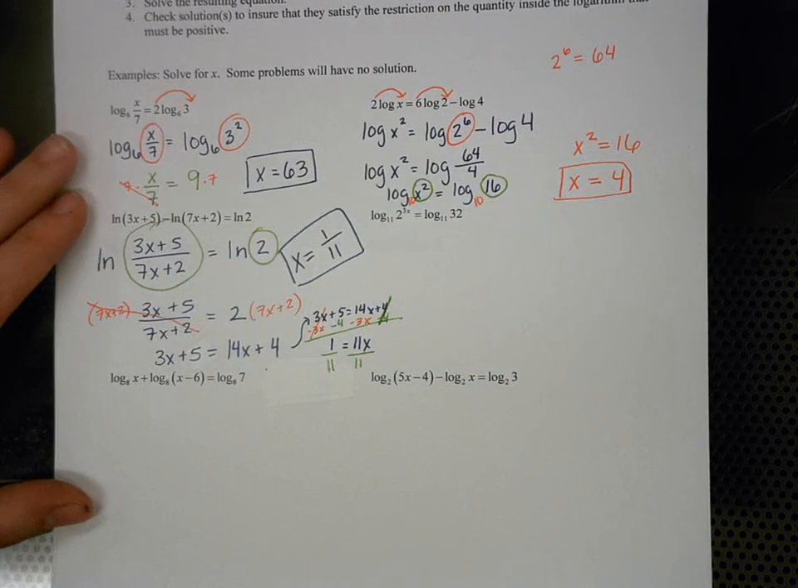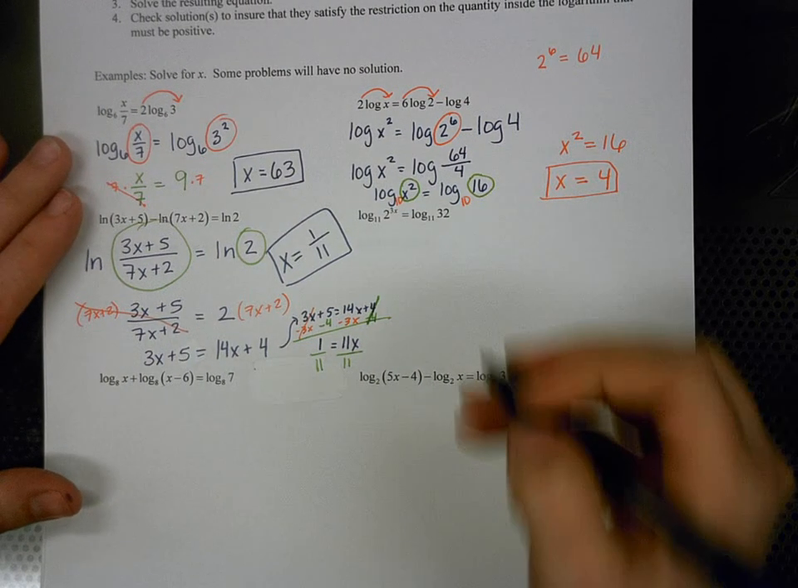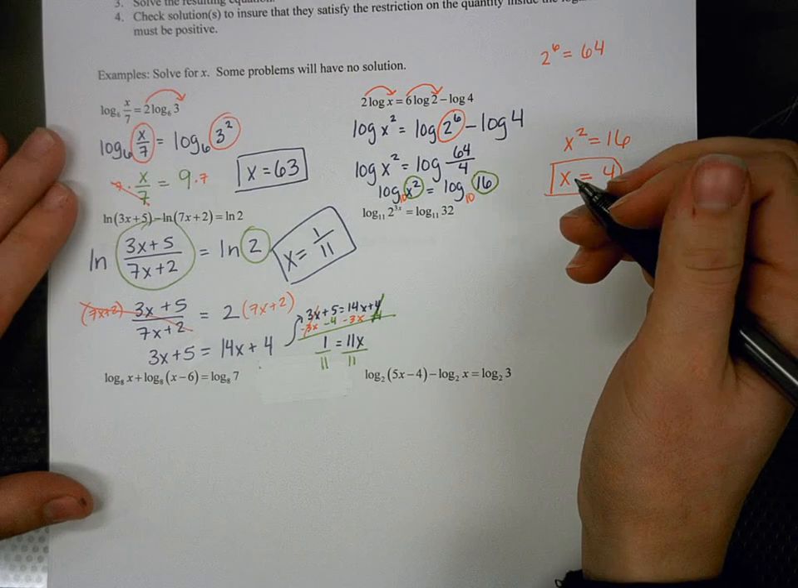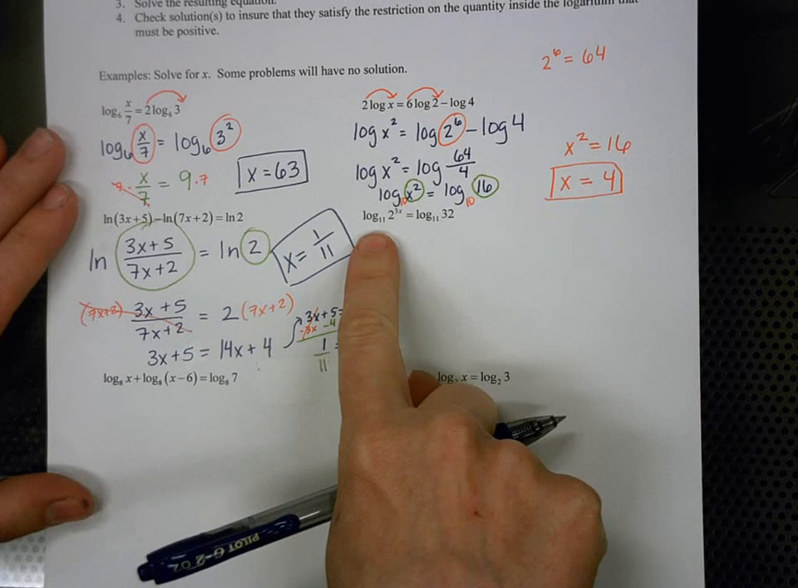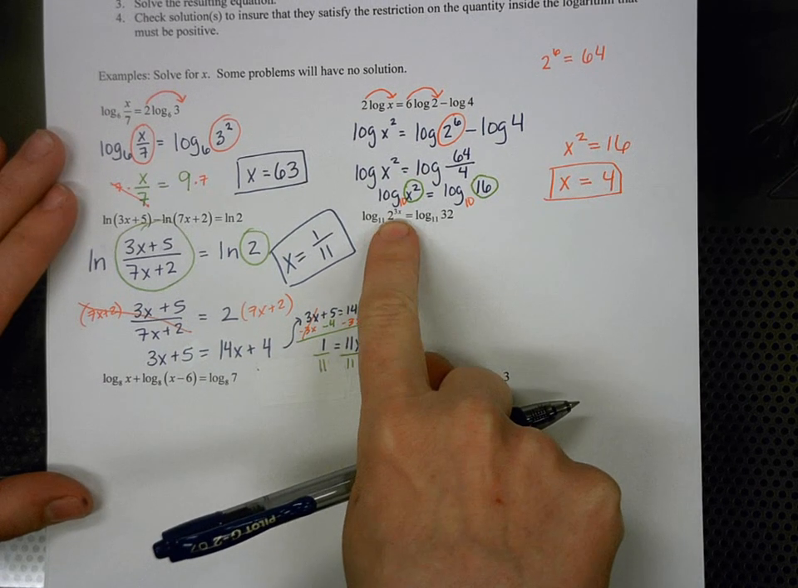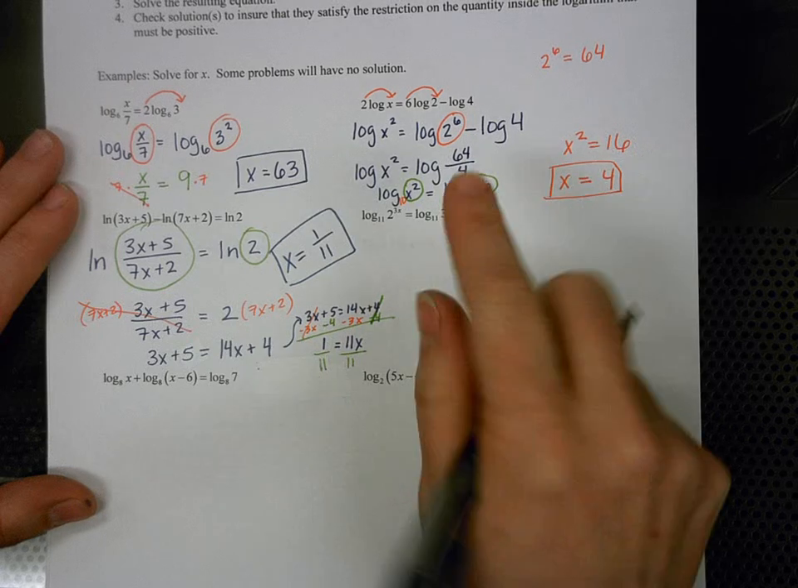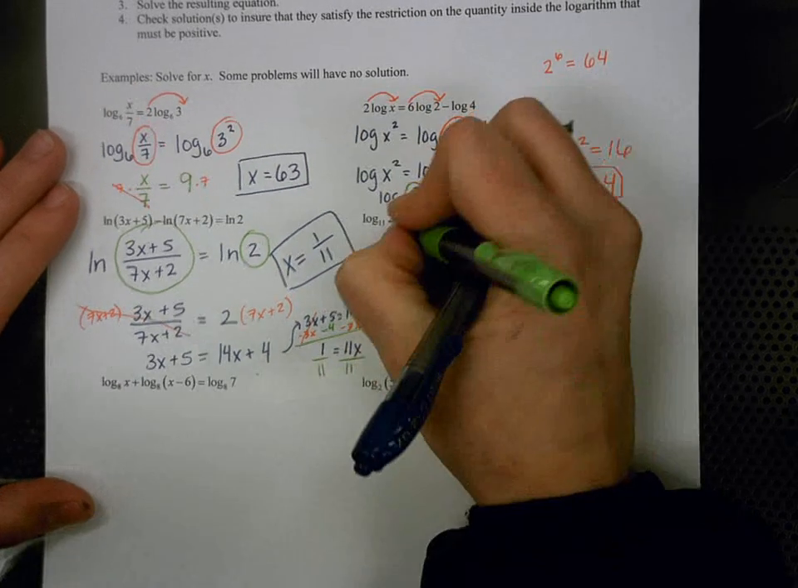All right, next one. Log base 11 of something equals log base 11 of something. Set the somethings equal.